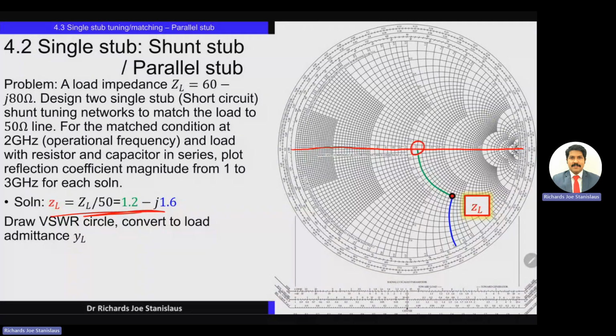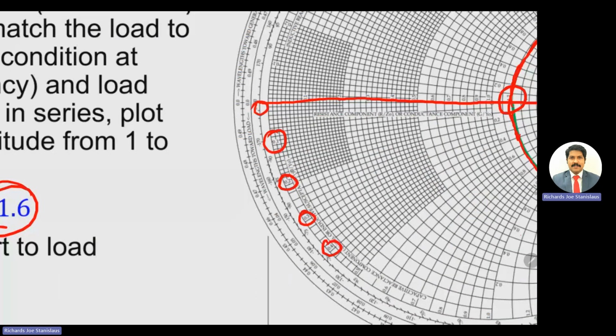So that 1.2 circle, when you draw, right? The real value is 1.2 throughout the circle, and the imaginary value is basically the reactance value, minus j1.6. Minus 0.1, 0 is this center, the central axis, then minus 0.1, minus 0.2, minus 0.3, minus 0.4, like this. All the values are listed out here.